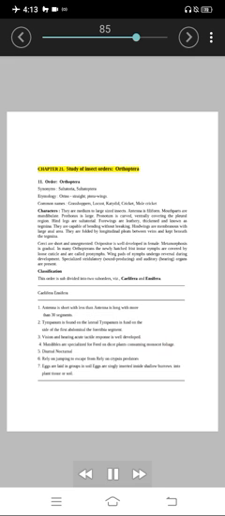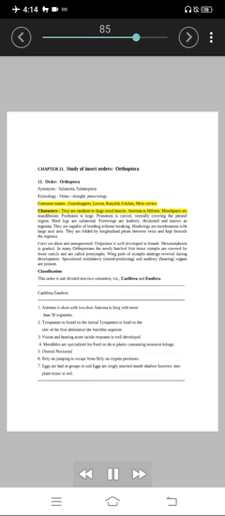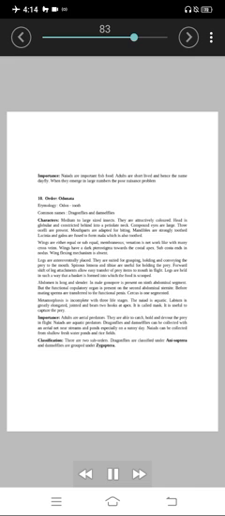Chapter 21. Study of insect orders, Orthoptera. 11. Order, Orthoptera. Synonyms: Saltatoria, Saltatoptera. Etymology: ortho, straight, ptera, wings. Common names: grasshoppers, locust, katydid, cricket, mole cricket. Characters: they are medium to large-sized insects.